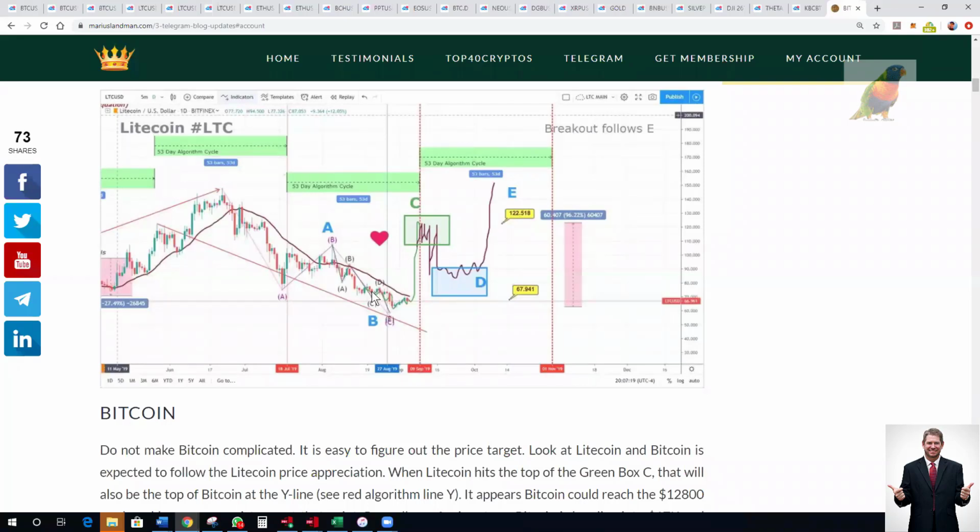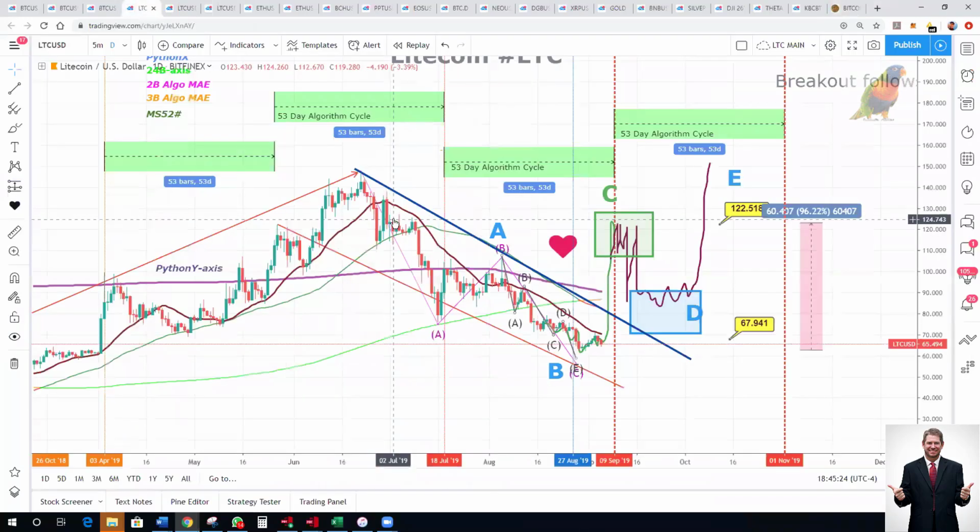What happens very quick is a drop. Drops happen very quick, but upward moves take a bit of time. And I'm going to explain to you by going to Litecoin and Bitcoin what is going to happen here. Let's go to the Litecoin day chart.